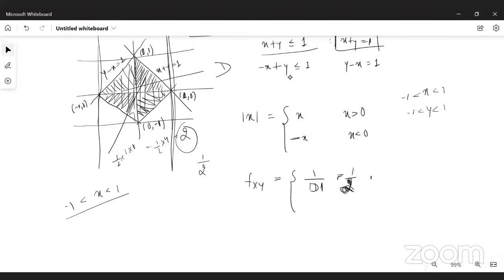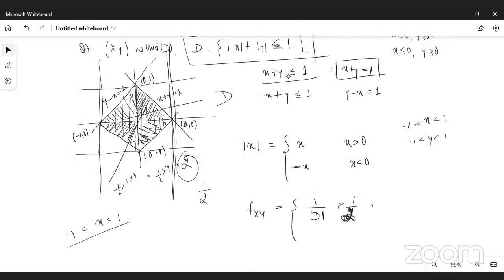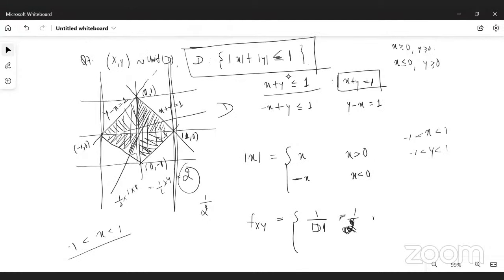Am I right or wrong? Yes, I also thought that. That's why I asked the question. Just take the point -1 and 1. You'll clearly see that it's outside this region.